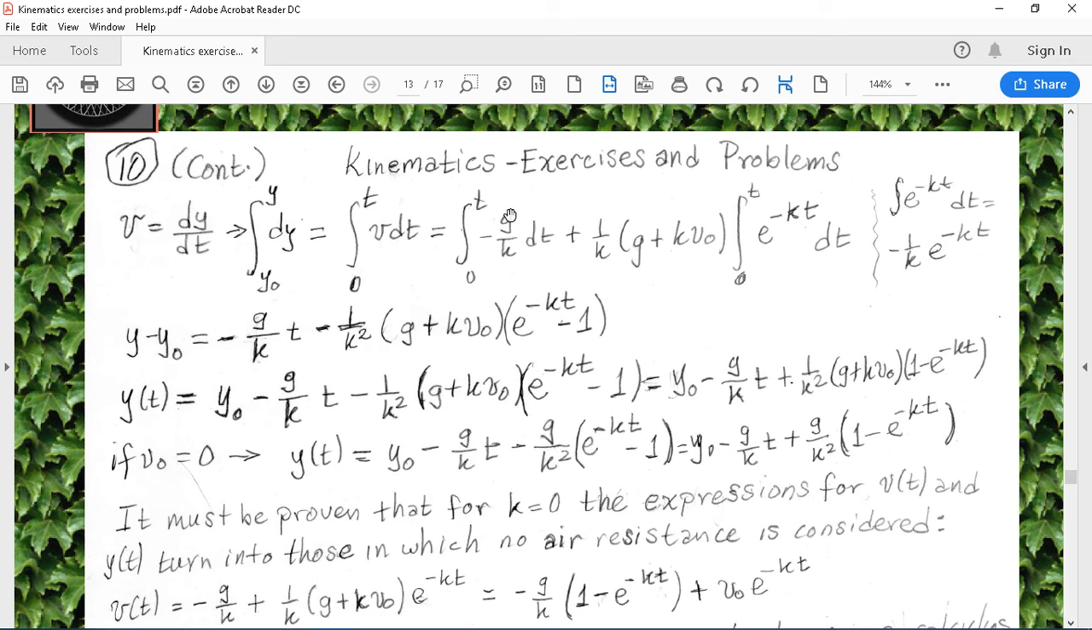Okay, so the integral of dt is t, which is this. The integral of dy, evaluated from y0 to y, gives us y minus y0. The integral of the exponential of minus kt is minus 1 over k exponential of minus kt, to be evaluated from 0 to t, which gives us this expression here: exponential of minus kt minus 1.